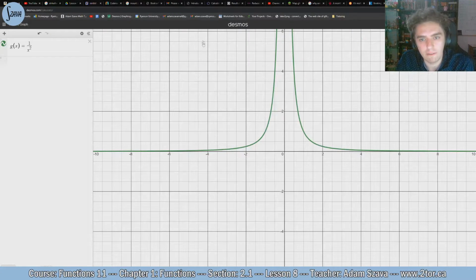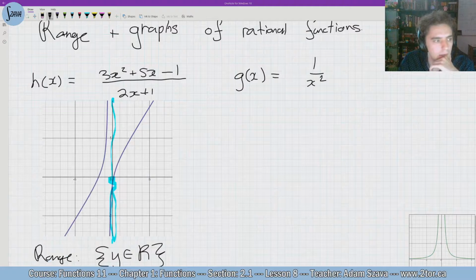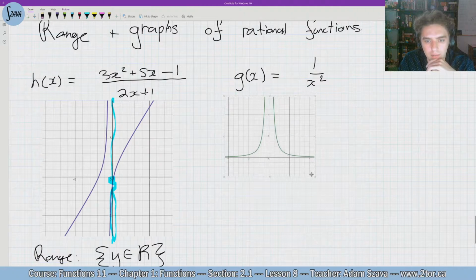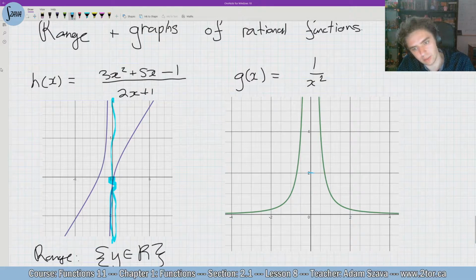So let's take a screenshot of this graph, right? So our graph of our function is that right there. Now, what's the range of this function? Well, let's just take a guess here. What about this? 2. Is 2 in the range?